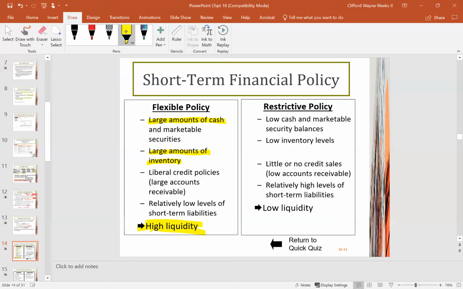A restrictive policy is obviously just the opposite. We have low cash and marketable securities, low inventory levels, little or no credit sales. Everything's COD, because we're being very restrictive in lending money to people. Relatively high levels of short-term liabilities, and very low liquidity. And again, liquidity is how quickly you can turn things into cash.